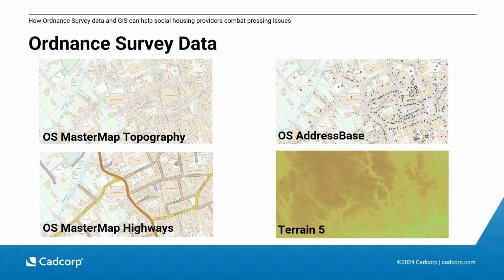And then finally, we're also going to talk about the Terrain 5 data. That's a 3D data set that provides heights at 5 meter intervals. So this can be used when you're analysing. In the example we're going to use later, it's going to look at how it can be used against electric vehicle charging points, and we'll talk more about that. But I just wanted to give you an insight into the main four data sets that we're going to talk about during this presentation.